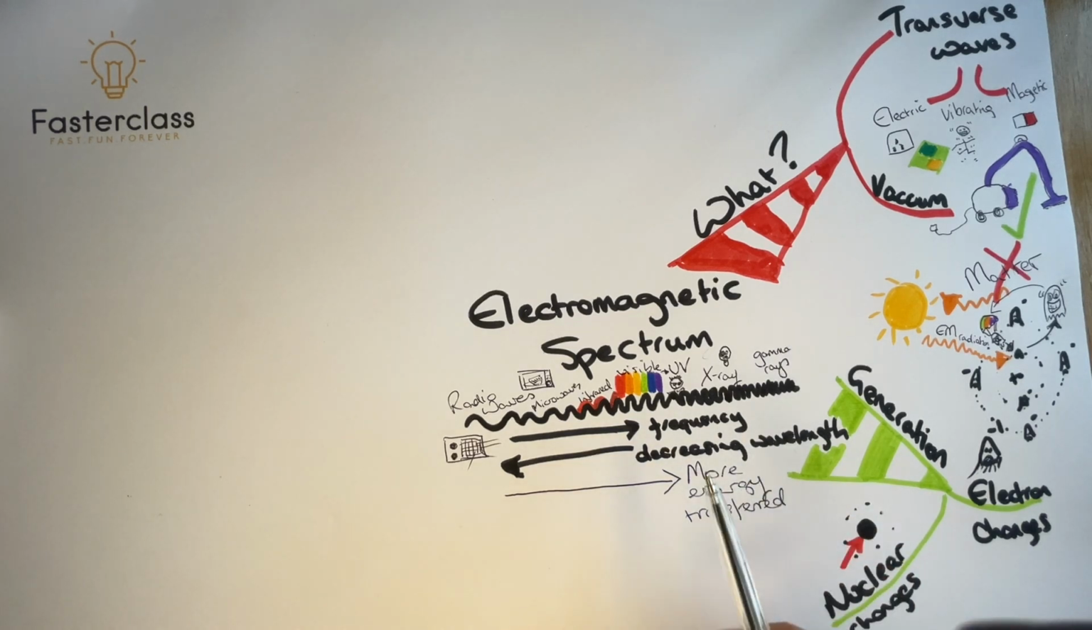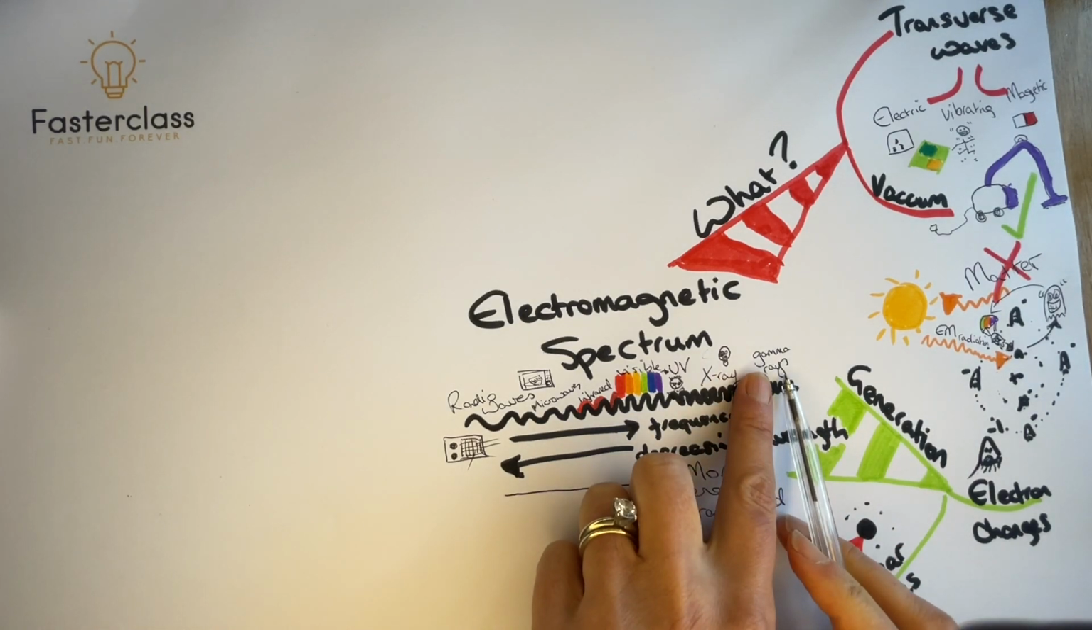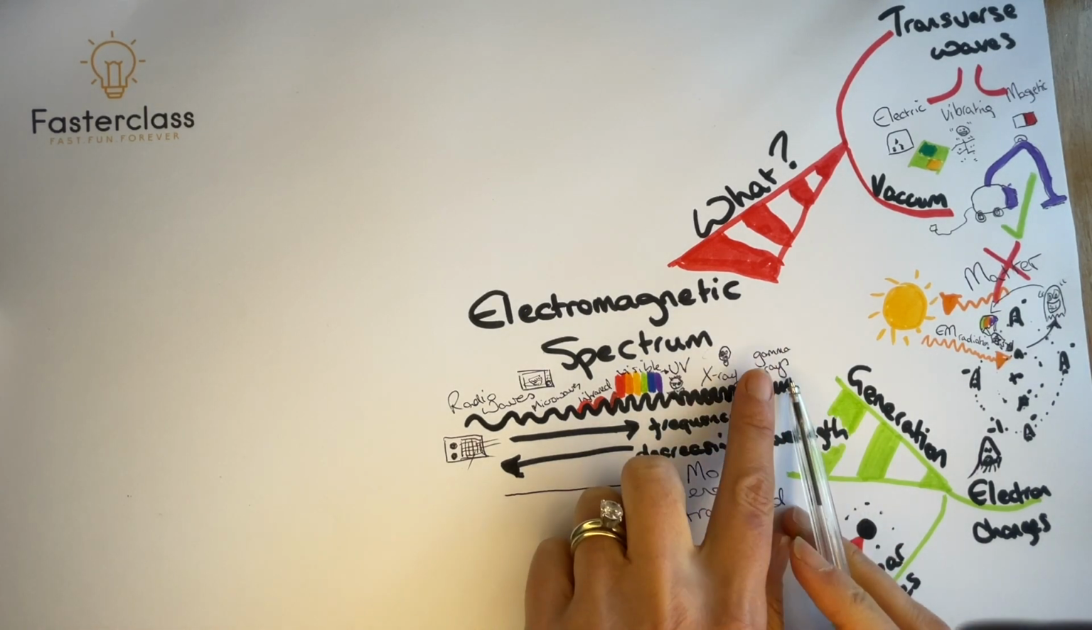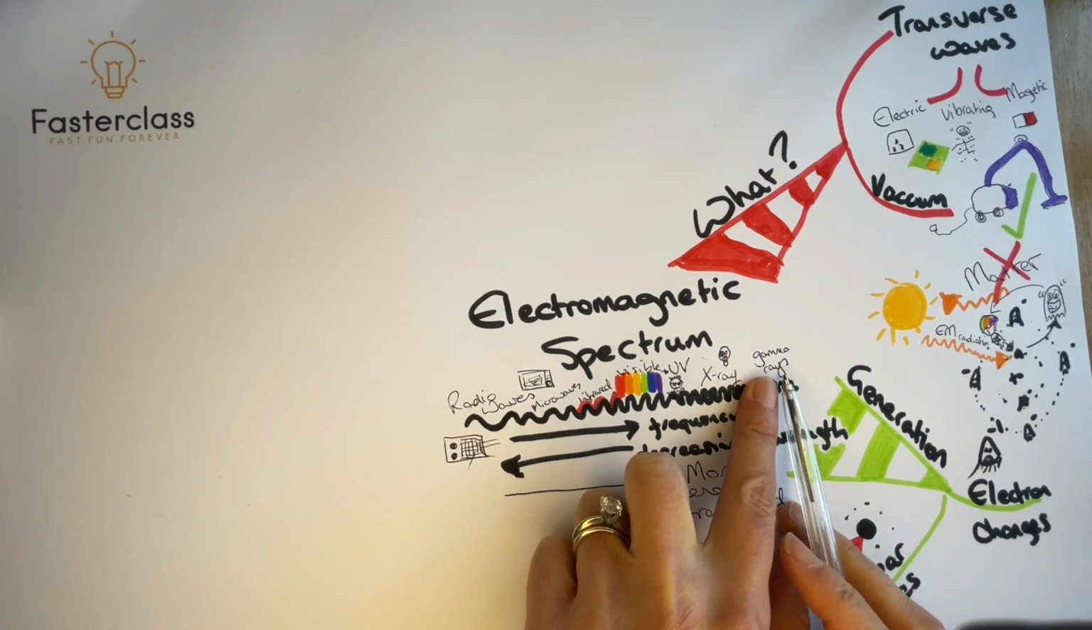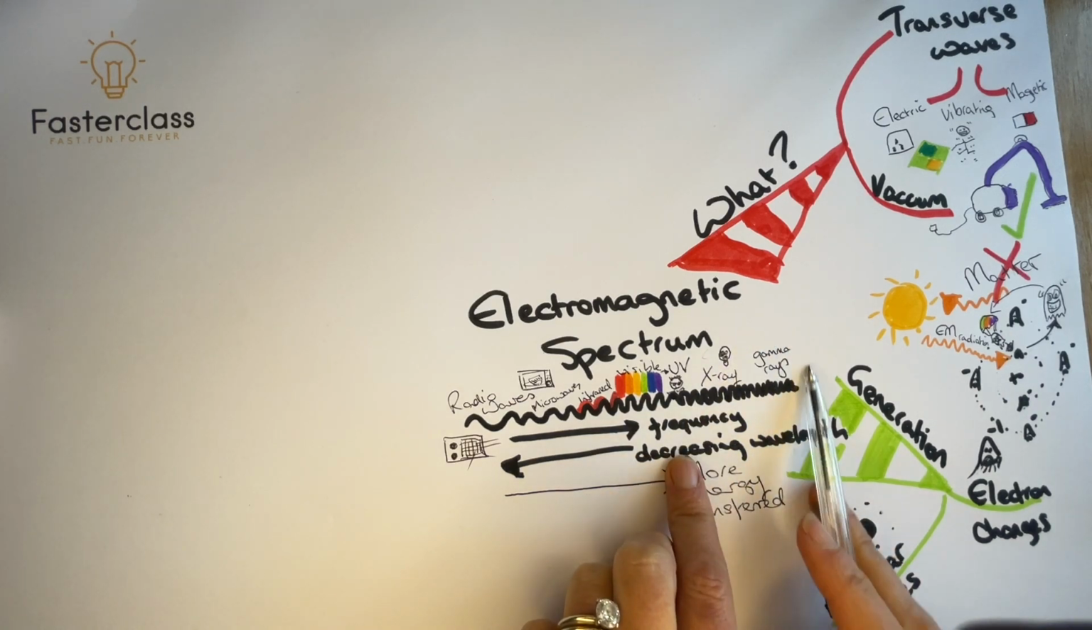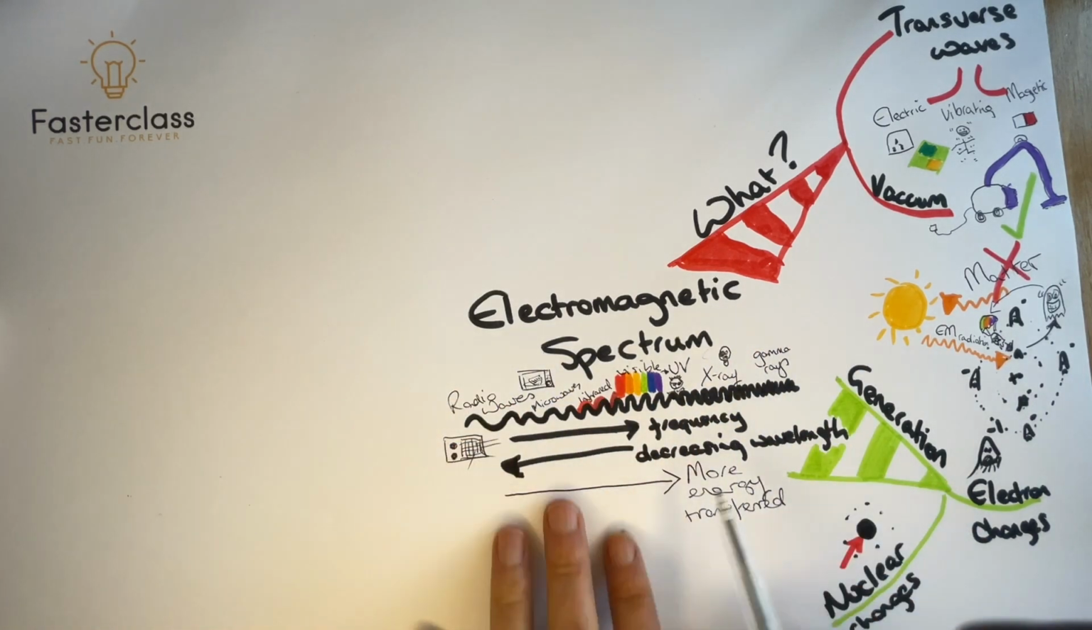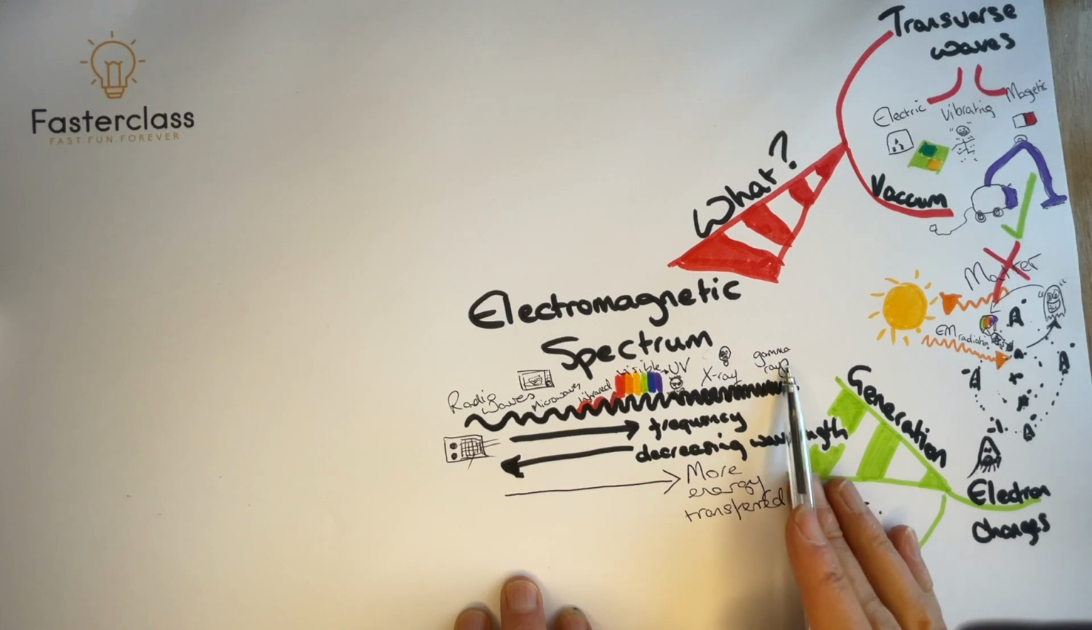And if you're ever in doubt, just remember gamma rays are the highest frequency and they transfer the most energy, which is why they're so damaging up here. So if you look at it and you're wondering which direction this arrow is going in, remember how much energy these guys have got, the gamma rays up this end.